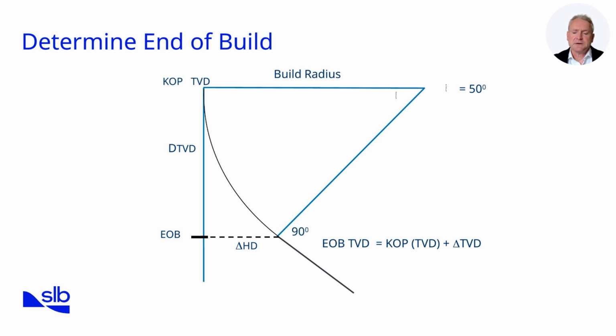The curved line represents that smooth build in inclination, and the EOB is the point where the curve stops and transitions into a tangent or hold section. To locate the EOB, we need two key pieces of information: the vertical depth drilled during the build, shown as delta TVD, and the horizontal displacement achieved, shown as delta HD.